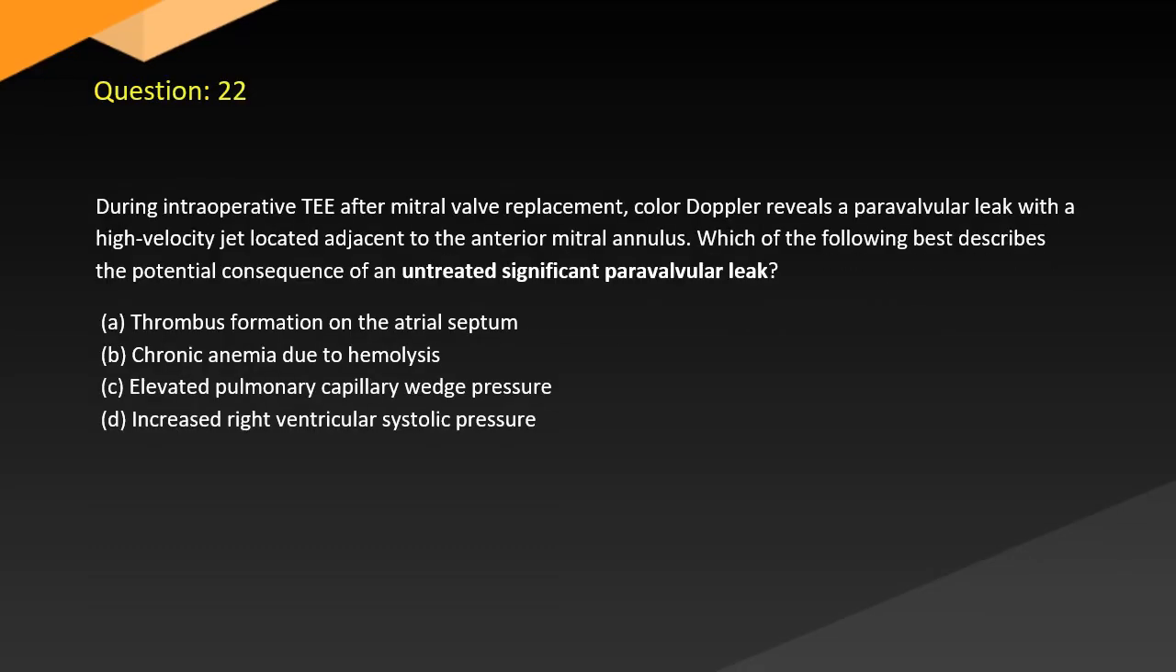Question 22. During intraoperative TEE after mitral valve replacement, color Doppler reveals a paravalvular leak with a high-velocity jet located adjacent to the anterior mitral annulus. Which of the following best describes the potential consequence of an untreated significant paravalvular leak? A. Thrombus formation on the atrial septum. B. Chronic anemia due to hemolysis. C. Elevated pulmonary capillary wedge pressure. D. Increased right ventricular systolic pressure.